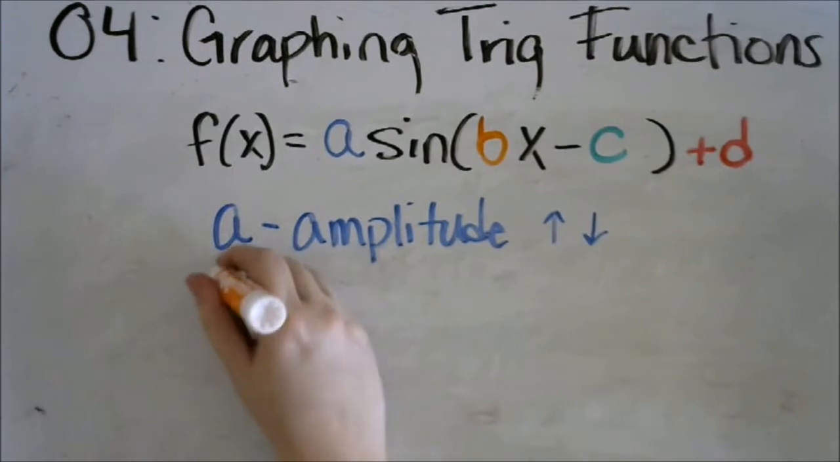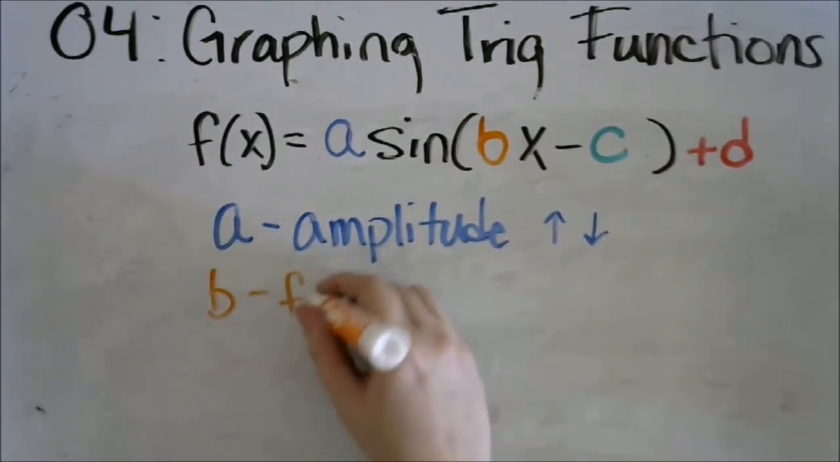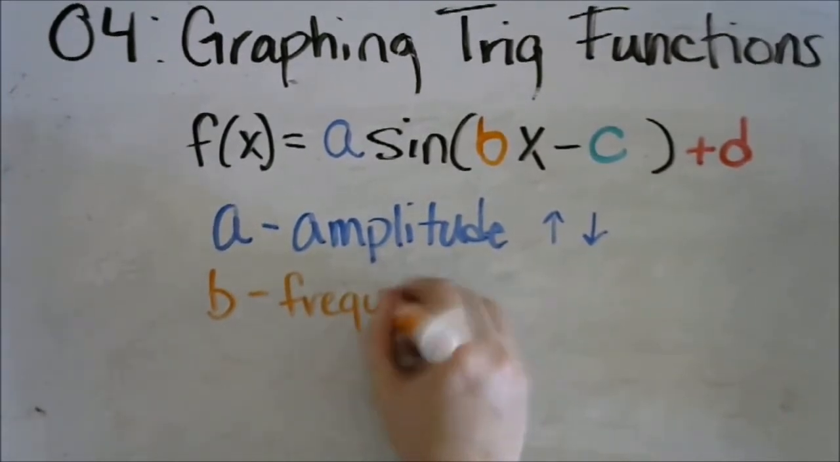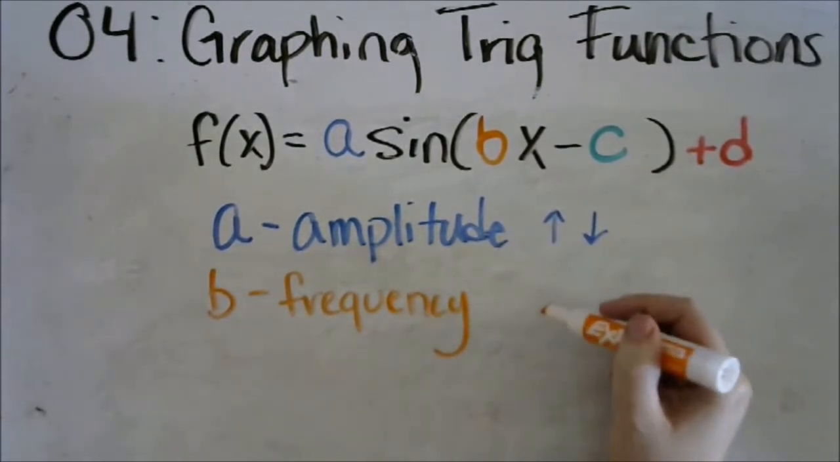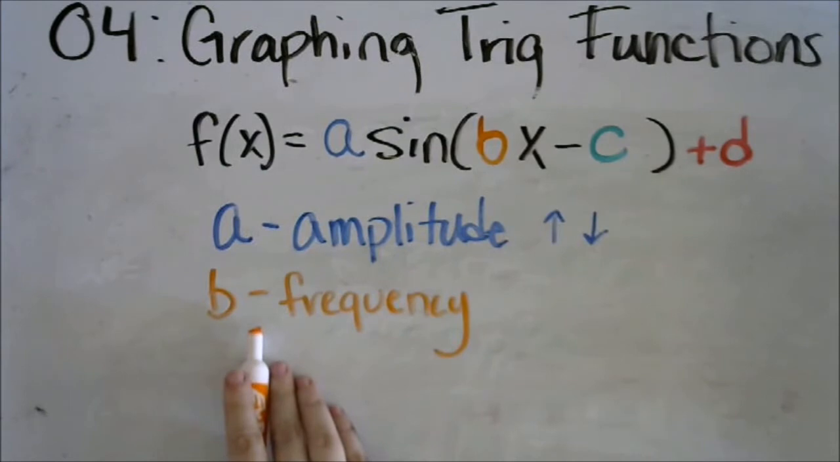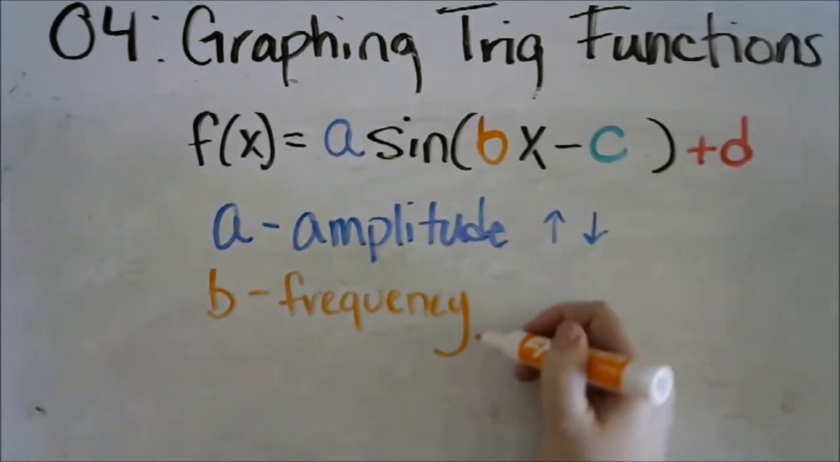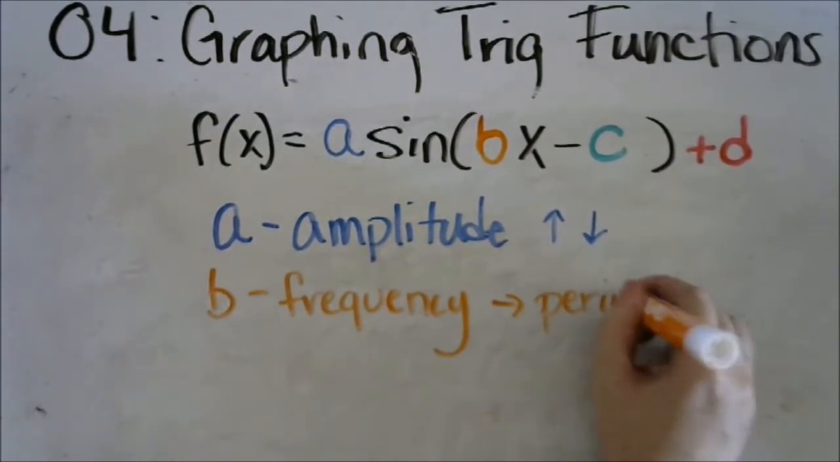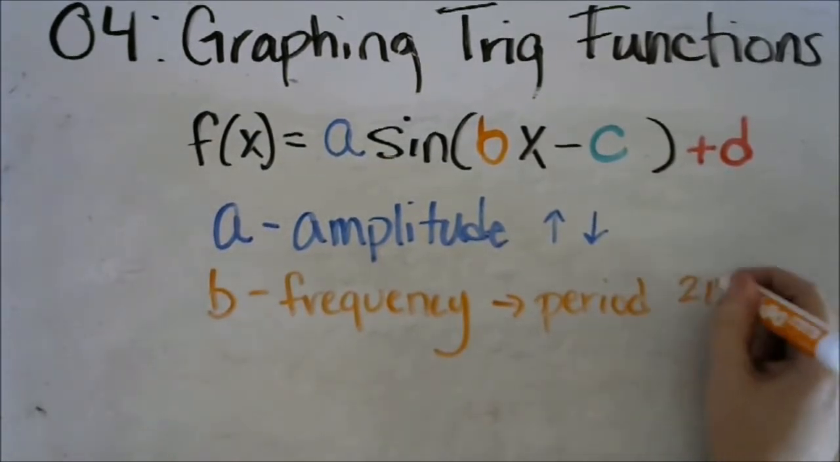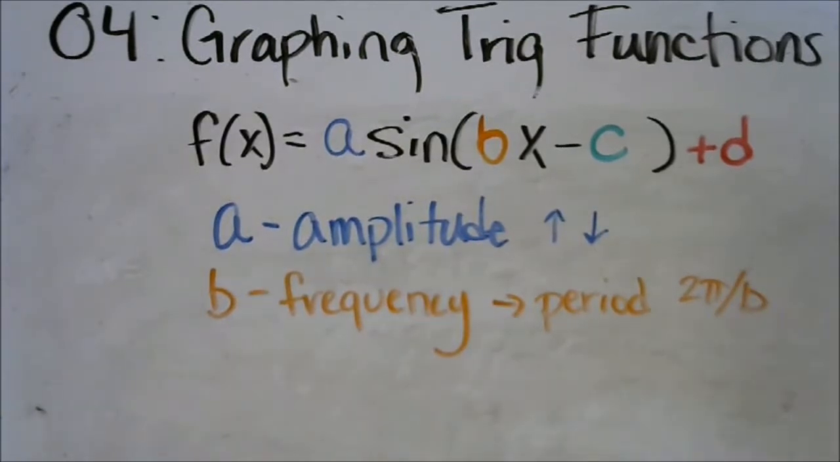B is referred to as the frequency of the function. This will tell us how many revolutions or periods of a function we can fit within the standard 360 or 2 pi radians. The frequency of a function can be used to calculate the period of the function by taking 2 pi divided by b.